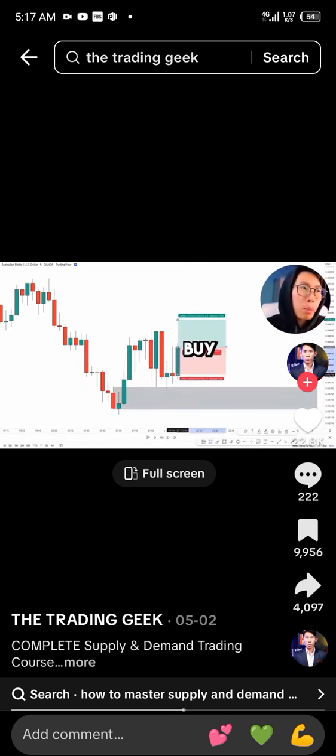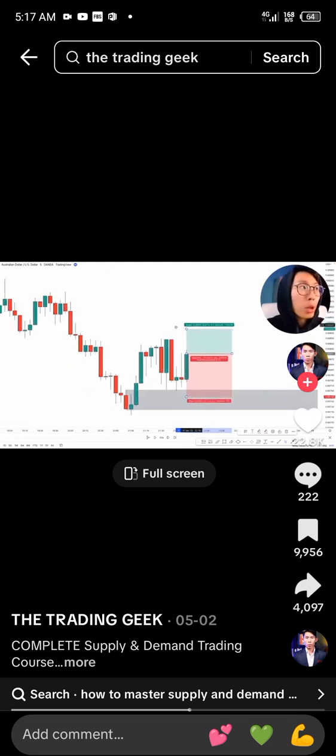Place my stop loss below this last higher low, or if you want to play it safe, you can always place it below the demand zone. For this example, I'll just place my stop loss below the last higher low right here. For your take profit, I want to place it at a key resistance area or a key supply area.